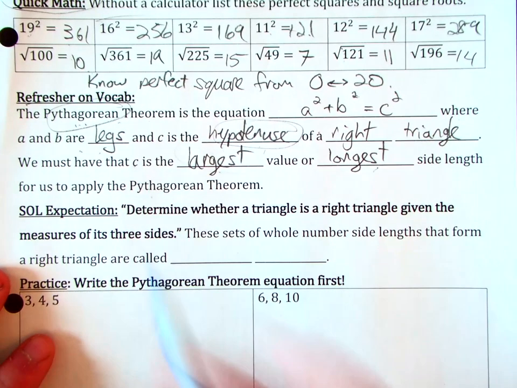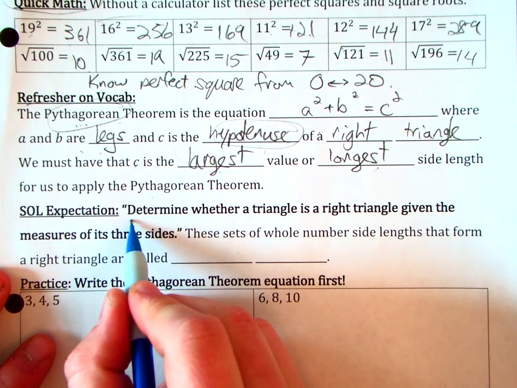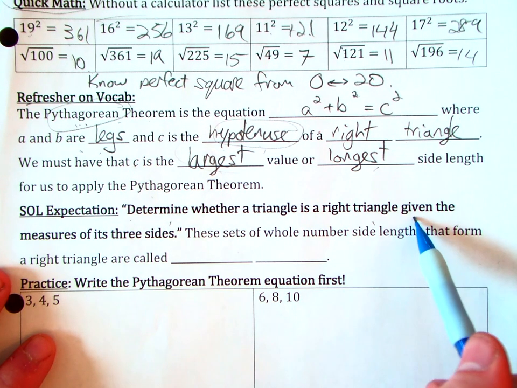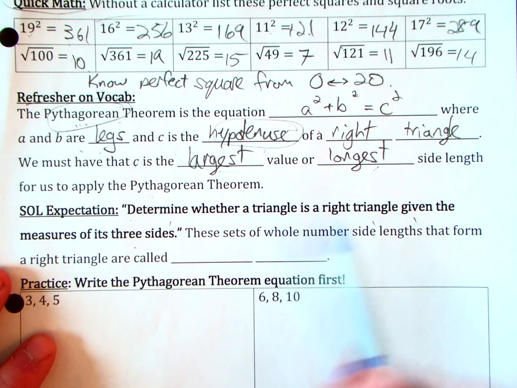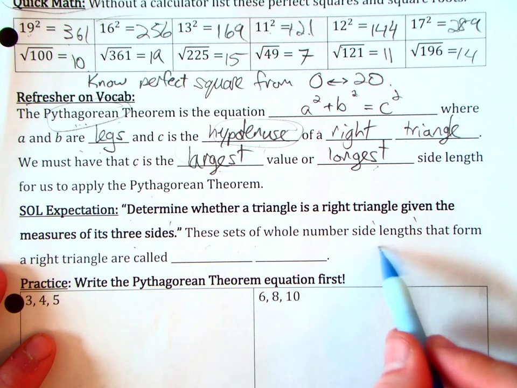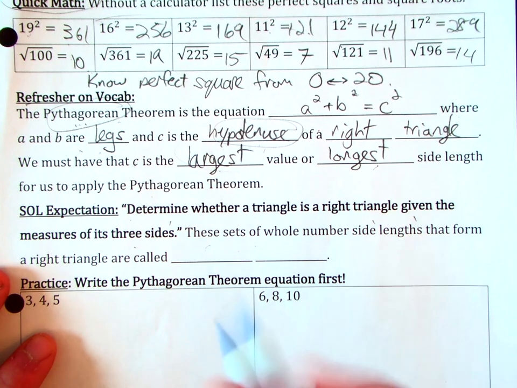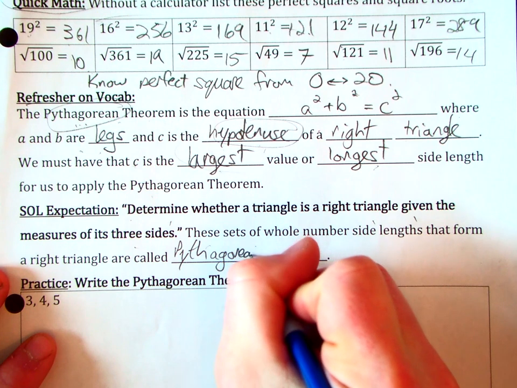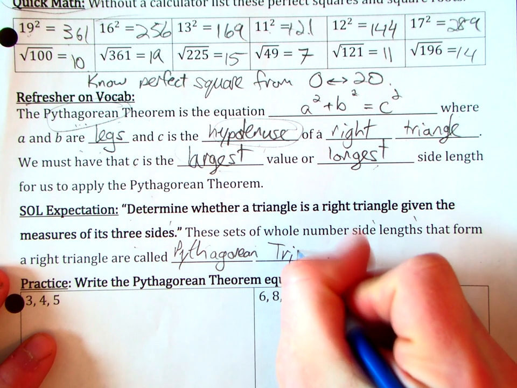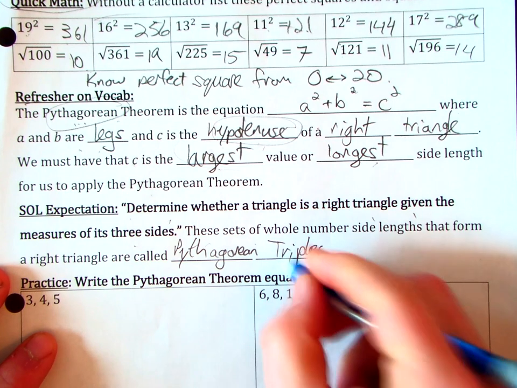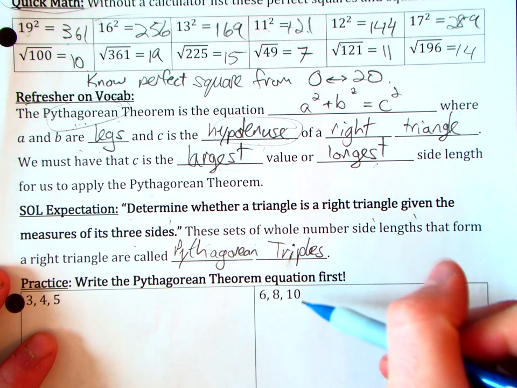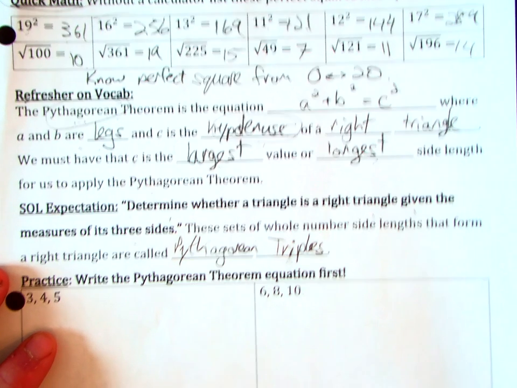Underneath that I have those expectations, under that essential knowledge. You must be able to determine whether a triangle is a right triangle given these three sides. These sets of whole numbers where the side lengths form a right triangle are called Pythagorean triples, because you have three numbers where the sum of the two legs squared equals the hypotenuse squared.